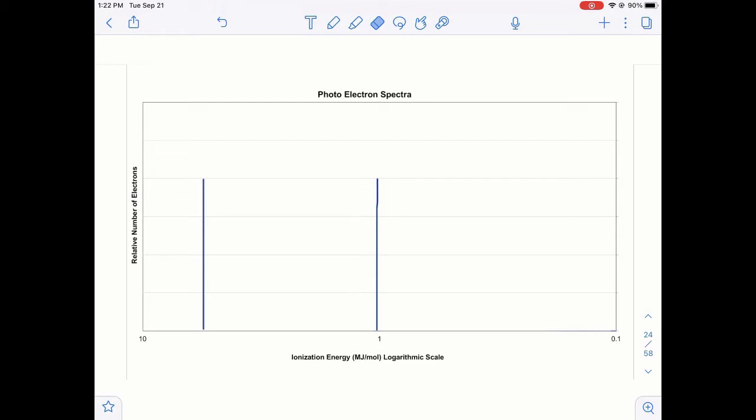And the reason why is because we have 2 electrons in the first energy level, s. We have 2 electrons in the second energy level, s. And we have 2 electrons in the second energy level, p. So all of the sublevels have equal numbers of electrons. So each one of these represents 2 electrons, for our total of 6 electrons.